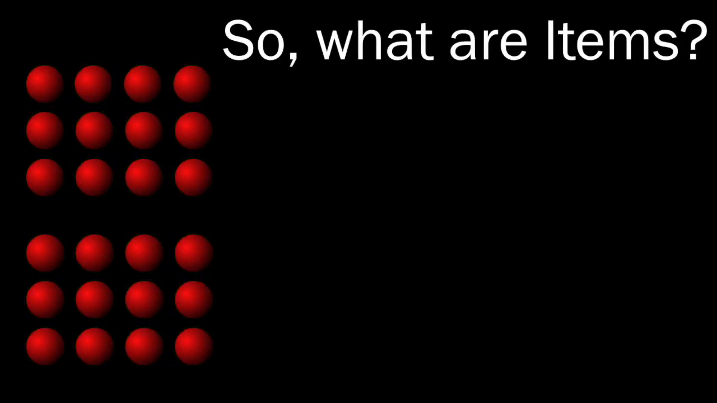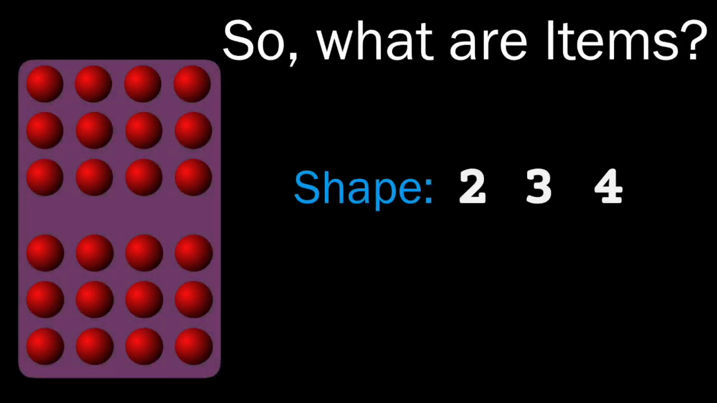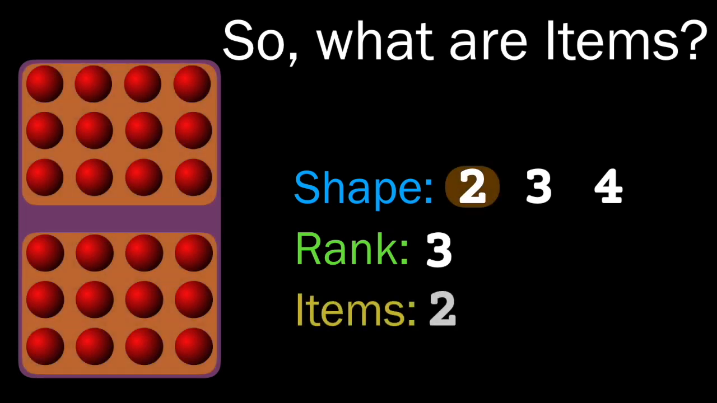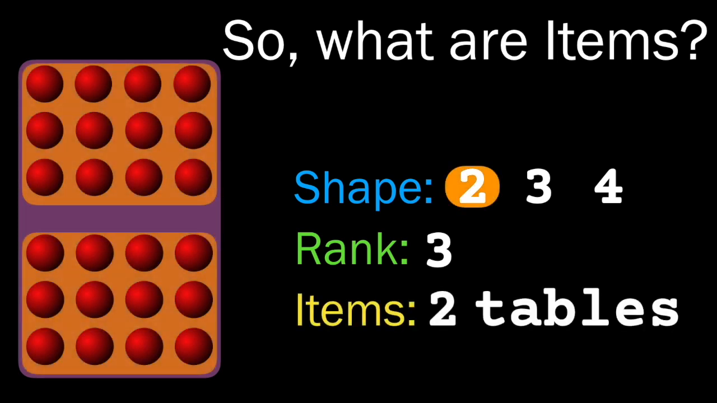Well, looking at the whole object, we have a shape of 2, 3, 4, and that gives it a rank of 3 because there are 3 entries in the shape. Now, items are the largest components of that shape, so in this case, the number of items is 2, and they are the tables, so it will be the first entry in that list that is the shape.